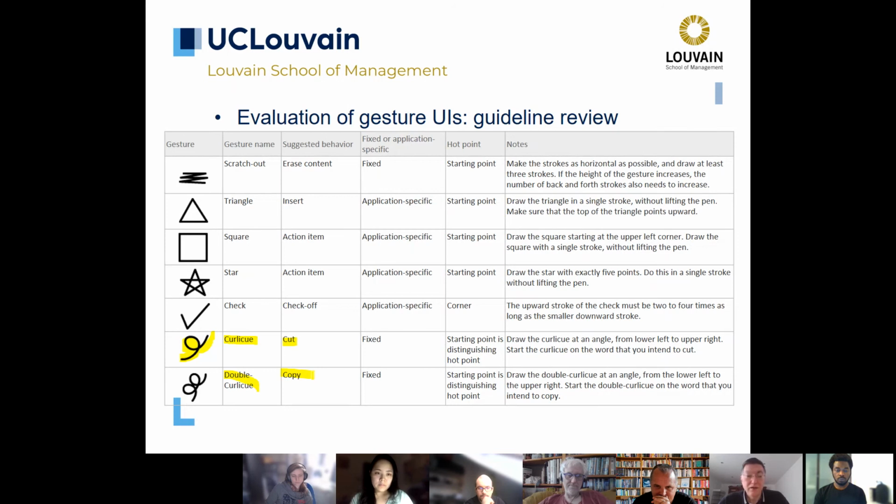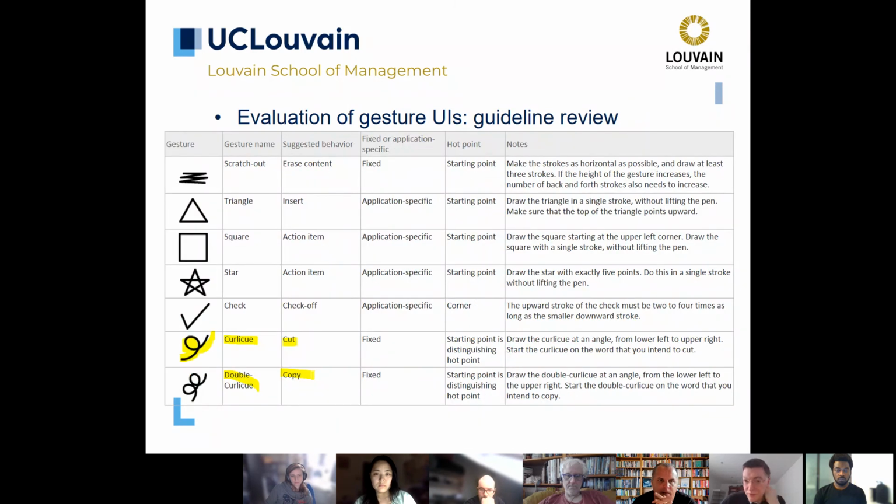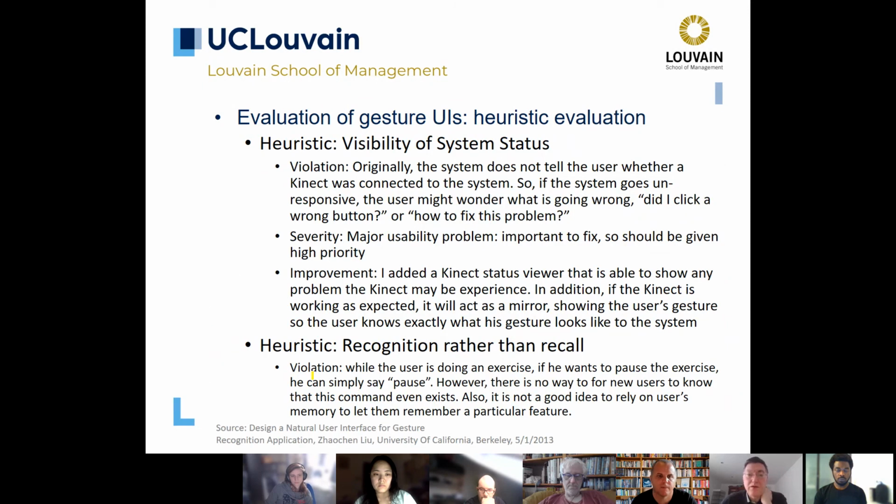So again, you may agree with these guidelines, or you may completely disagree. It depends. So beyond guideline review, we can also, of course, in the same vein, rely on heuristic evaluation. And there are several heuristics, like, for instance, here are some heuristics coming again from Nielsen or from Donald Norman.